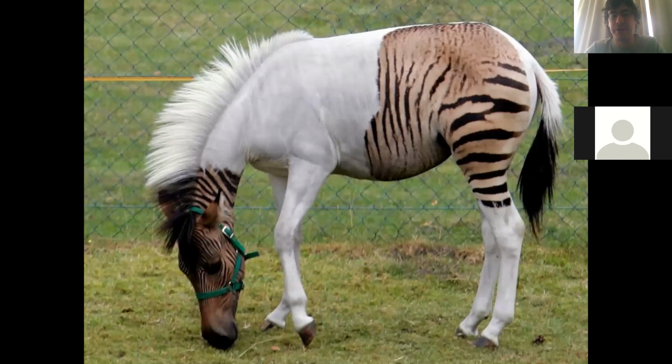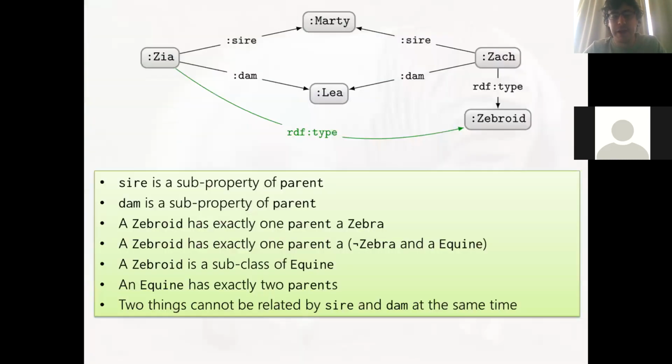Returning to the zebra or zebroid running example, we saw that we could previously define the first two elements in RDFS, and also this element here, the subclass definition. So if we have a zebroid has exactly one parent as zebra, we see that that's effectively a cardinality constraint, a qualified cardinality constraint.